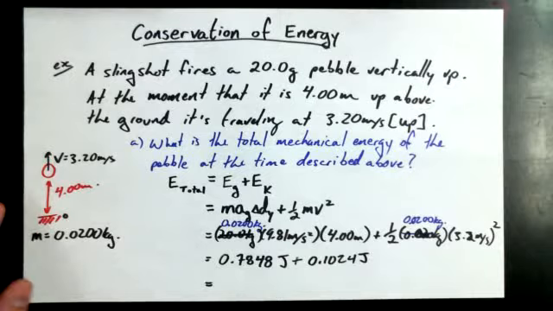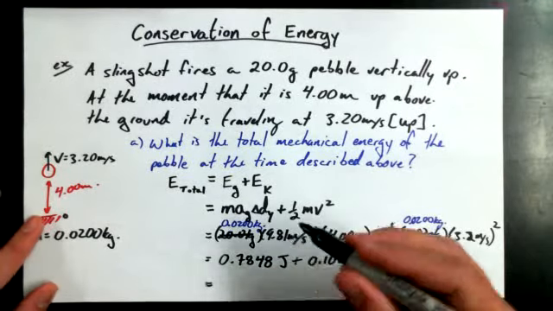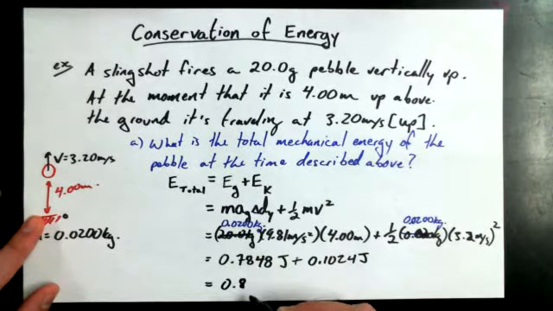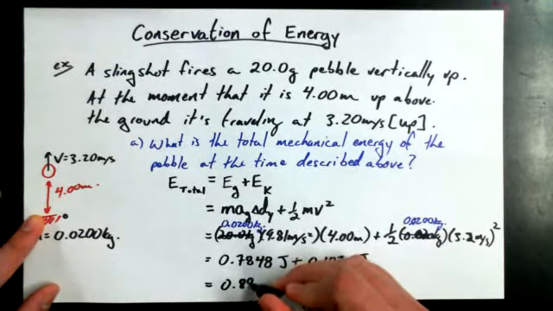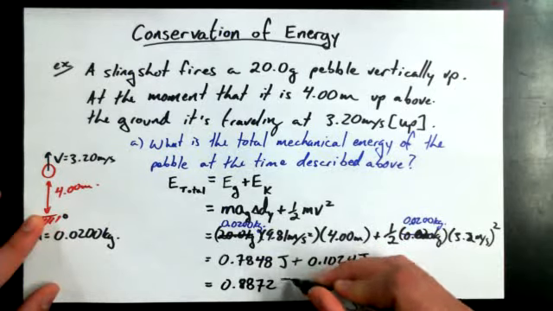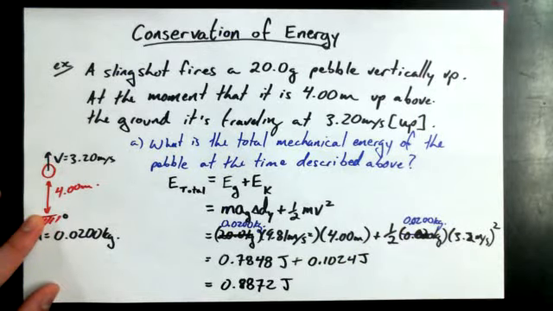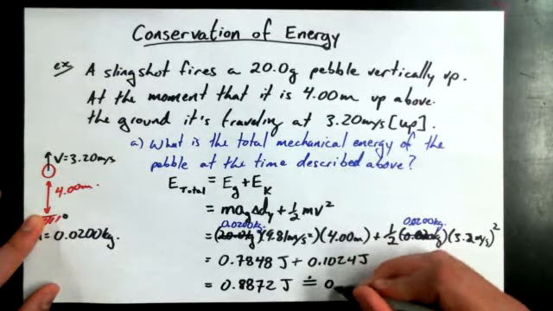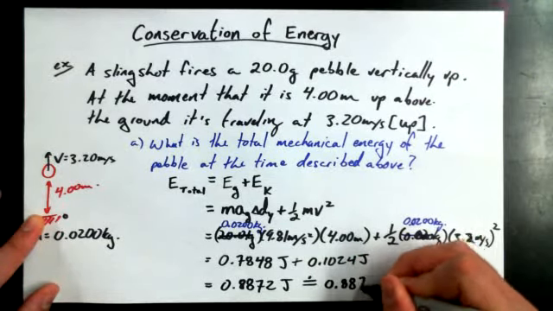All right, what's the total mechanical energy? 0.872. 0.887. Okay, got it. Joules. All right. Now, if we wanted to round this off to 3 sig figs, we could say that's approximately equal to 0.887 joules.